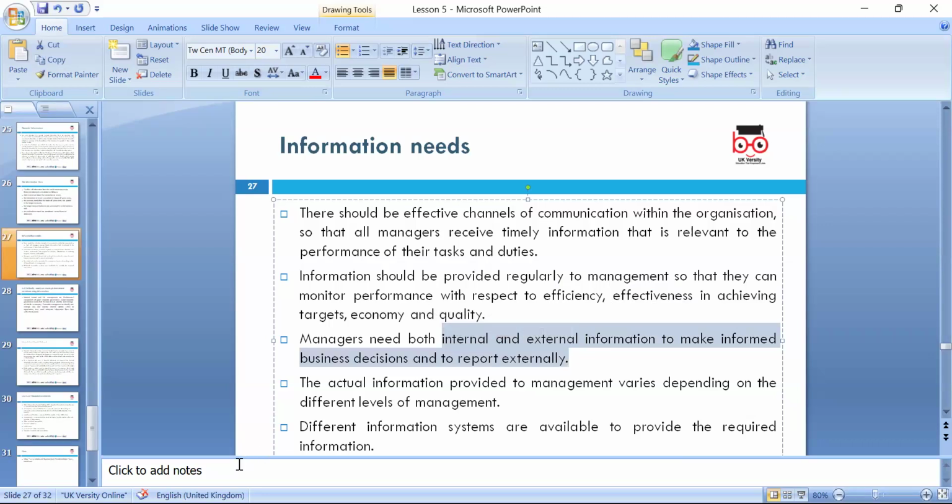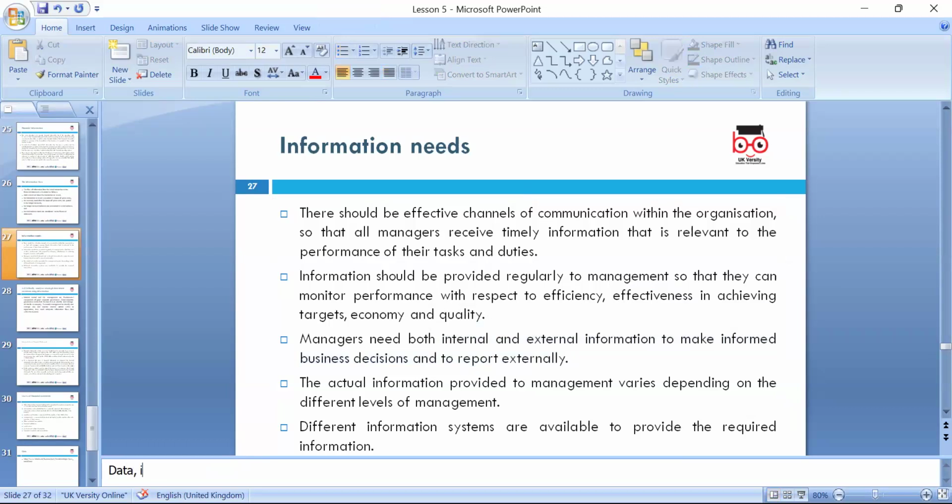So we had a discussion. Data leads to information, and when you have information, you have knowledge, and you make decisions, which is named knowledge-based decision making. So there are different information systems available to provide you with the required information. That's what we need to look at.